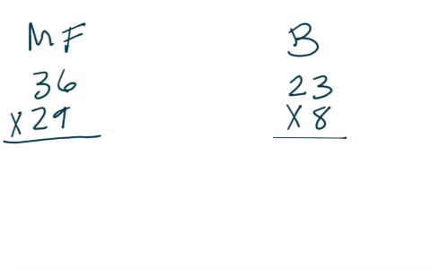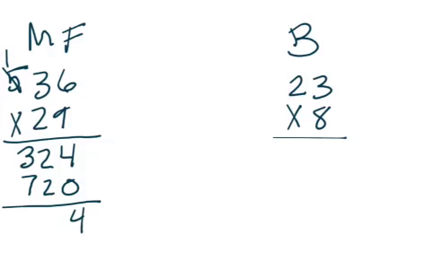All right, so I need to multiply and find the main floor. I need to multiply and find the balcony, and then I'm going to subtract. 9 times 6 is 54. Carry my 5. 9 times 3 is 27, plus 5 more, 32. 0, 12. 6 plus 1 more is 7. And then I add down.